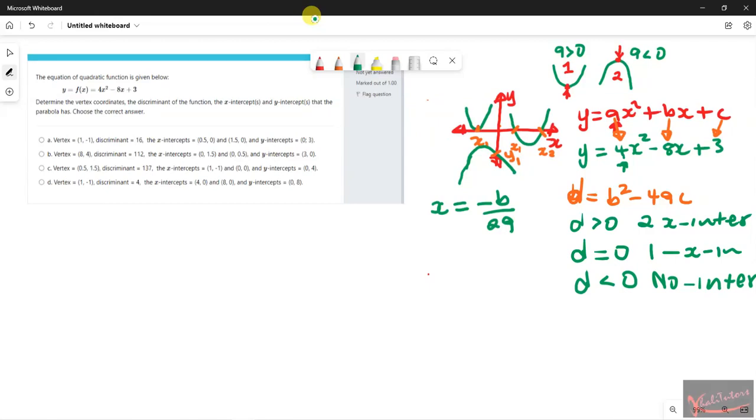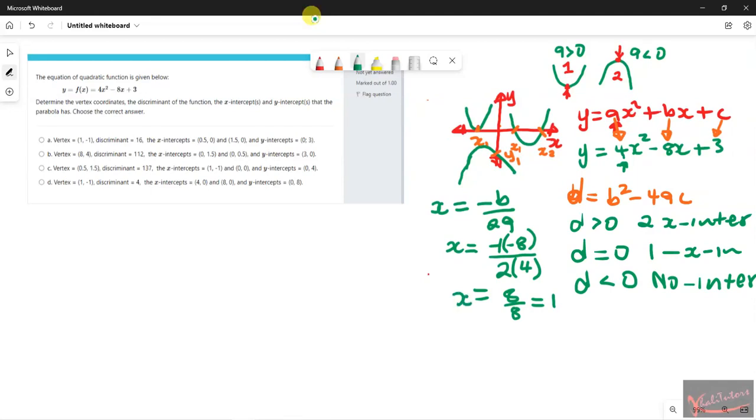So let's just substitute that. Then we'll have x equals minus brackets minus 8, over 2 times the value of A, which is 4. Getting that 4 from here. Negative multiplied by negative, you get positive, it's the same as having minus 1 here. Then this becomes 8 over 8, which becomes 1. This is the x coordinate.